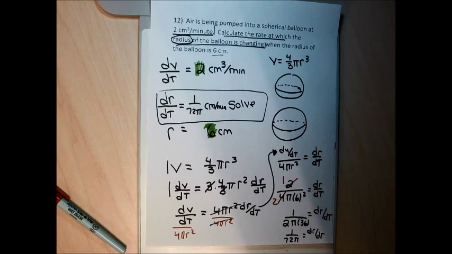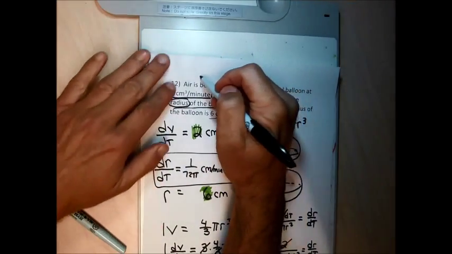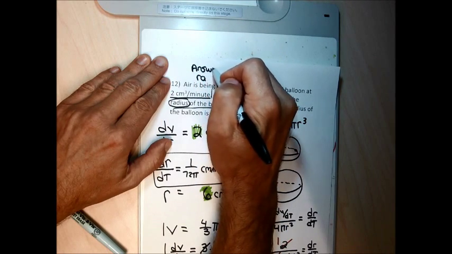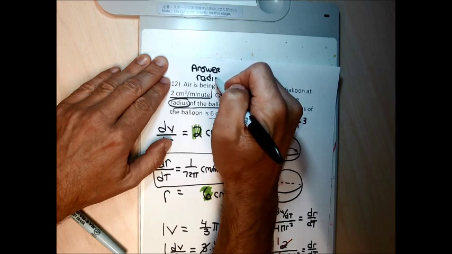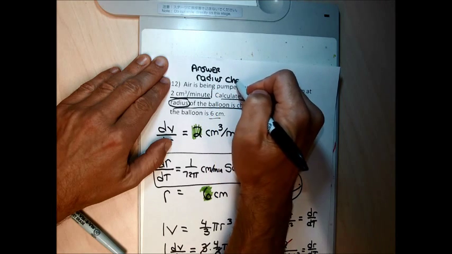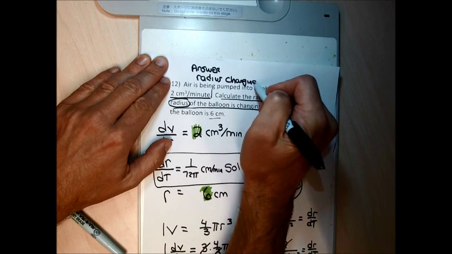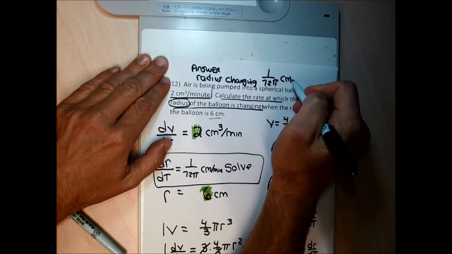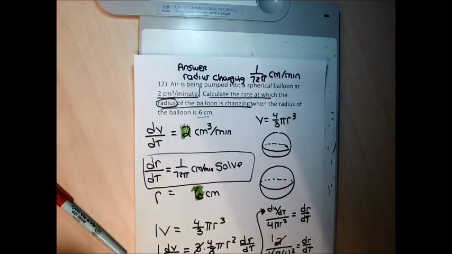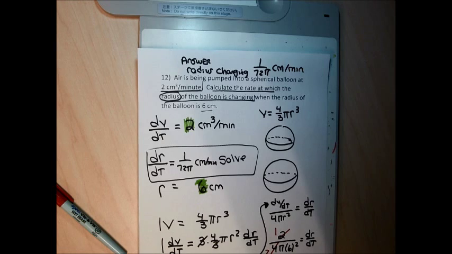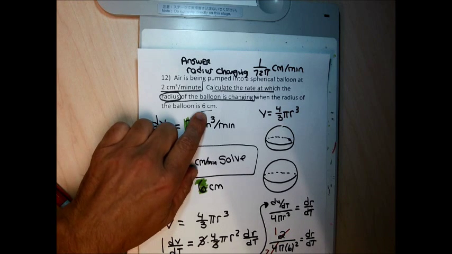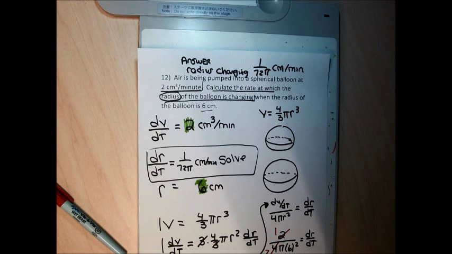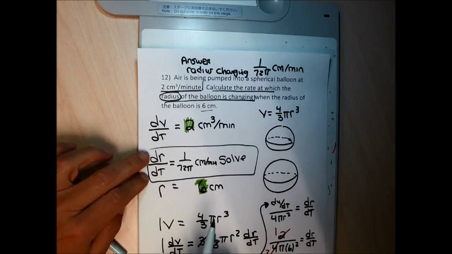So if I write that answer nicely, I can say the radius is changing, or it's increasing, I guess, at 1 over 72 pi centimeters per minute, when the radius is 6 centimeters and the air is being pumped in at 2 centimeters cubed per minute. But ultimately, I just want to know what dr dt is.